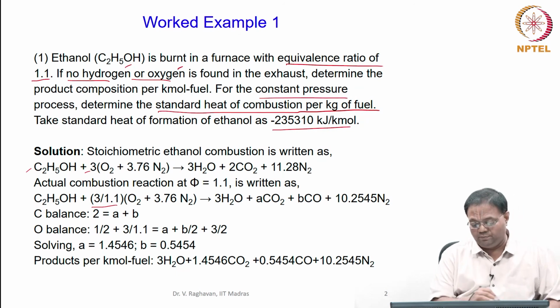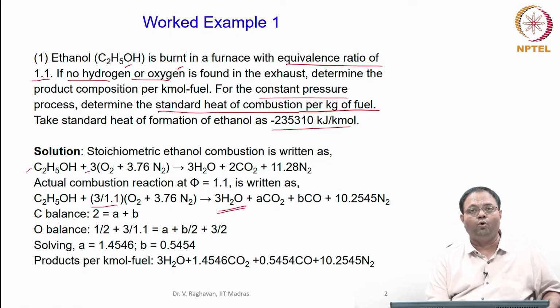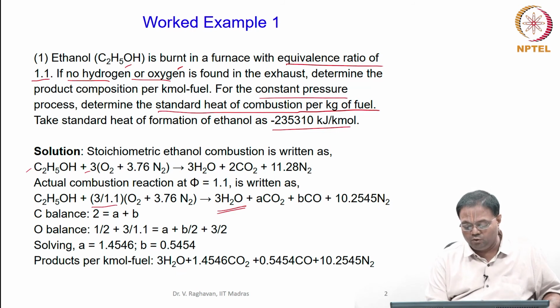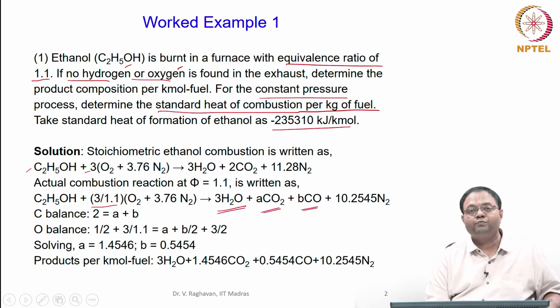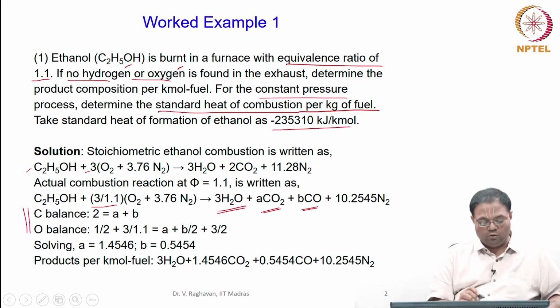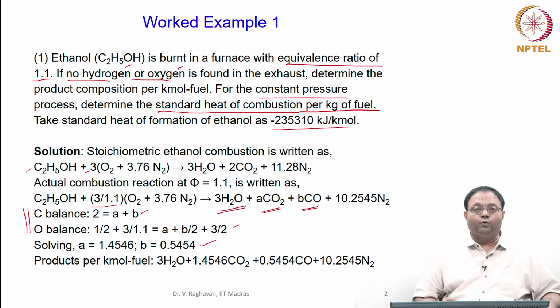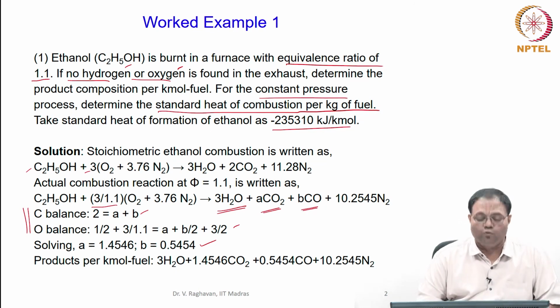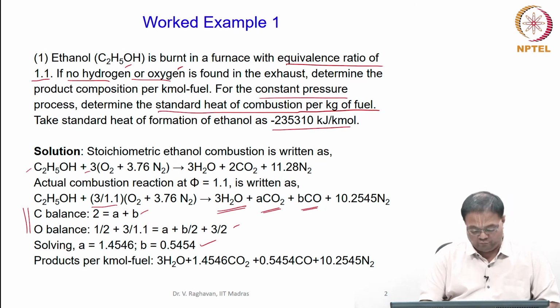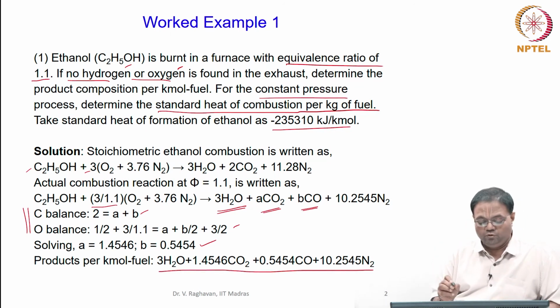You have already seen this in the previous worked example. Hydrogen combusts fully to H2O because it is highly reactive. However, the remaining oxygen is shared to form CO2 and CO. Now, by carrying out C and O balances, you get two equations involving A and B, by solving which you get A equal to 1.4546 and B equal to 0.5454, and the products are this. So, now we can write the equation.